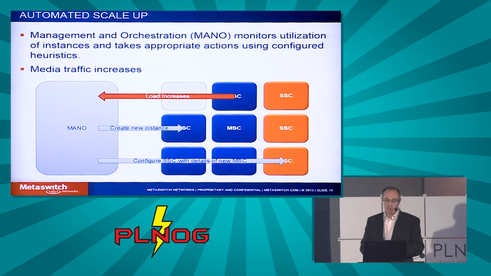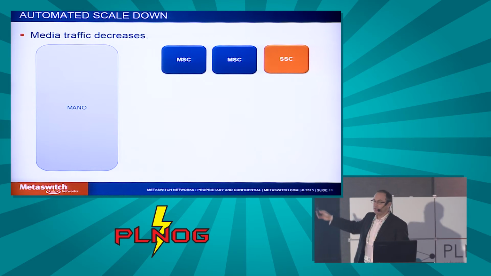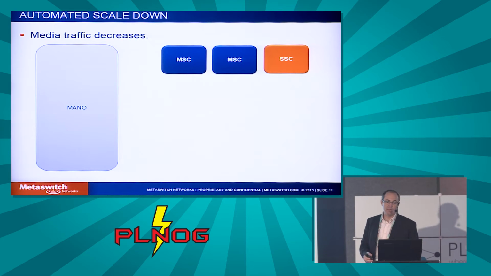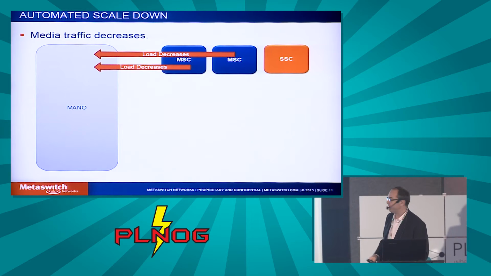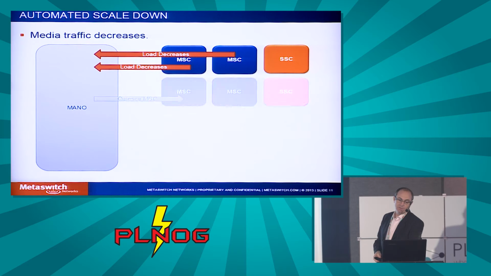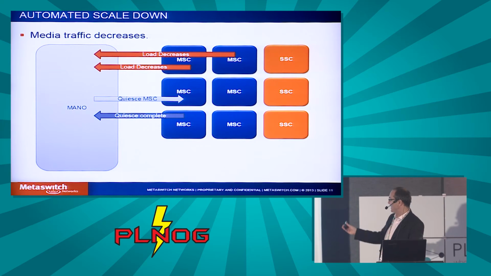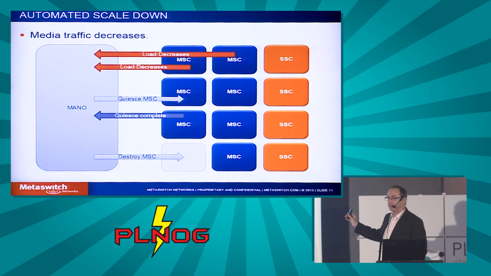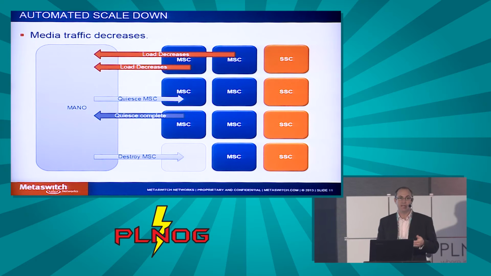And also I can do it in the opposite direction. So I've done my additional transcoding during peak hours, say, because I needed it. Then I realize I don't need that MSC anymore. What happens is the MSC says I've reduced my load, and goes to the MANO. The MANO will then close that MSC, which will then say, yep, I'm closed, I'm done. So now you've got that virtual machine, you've got extra resources for other things, like at night.